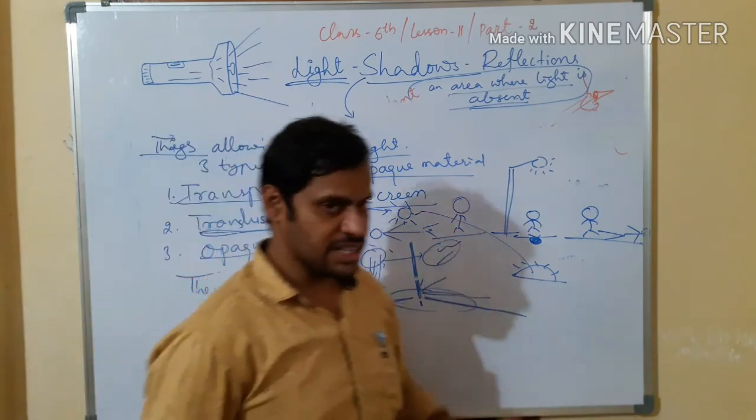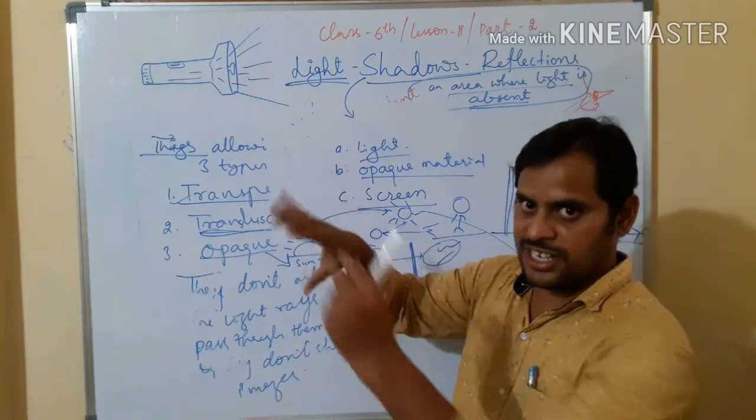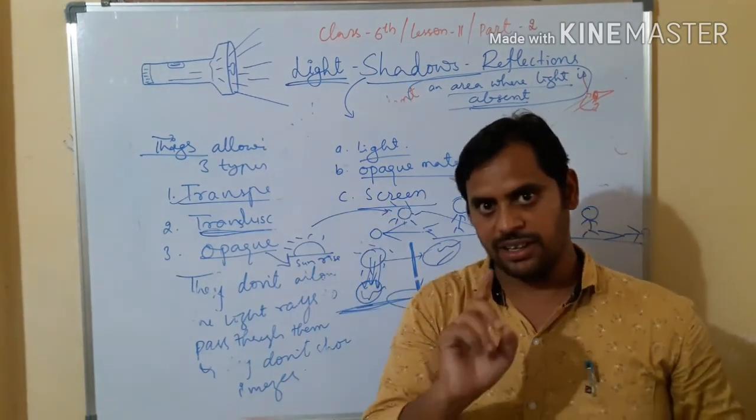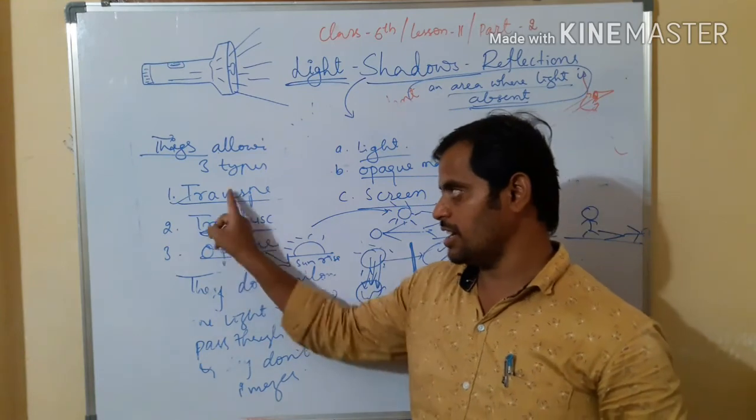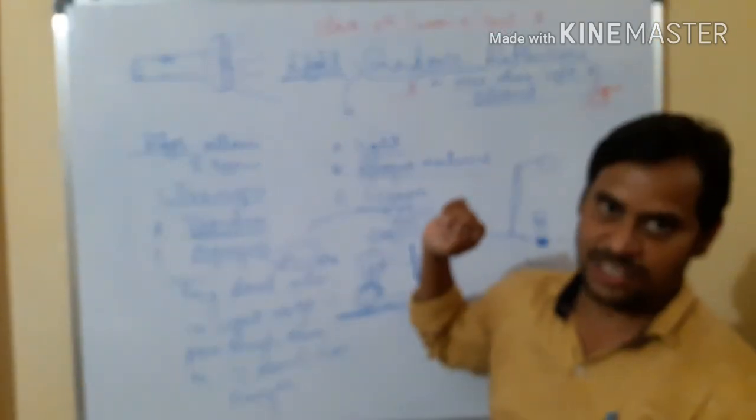Very good. And your assignment is that you just draw the shadows, a sketch of shadows, in a scrapbook or otherwise on a paper, right? The first assignment is about transparent, translucent and opaque material, and the second assignment is to draw the shadows in your notes.